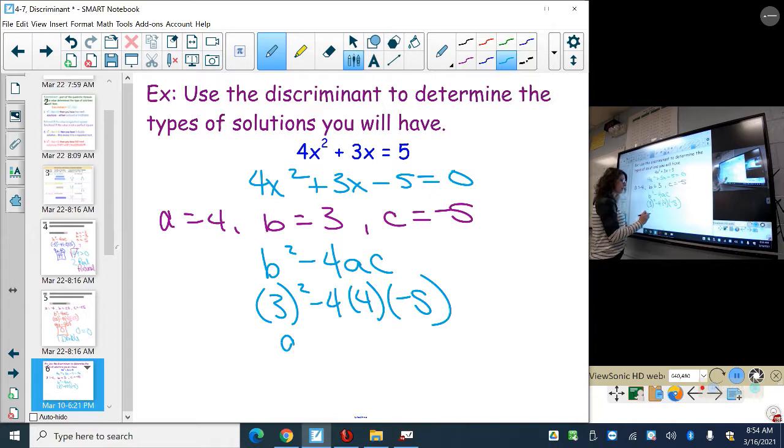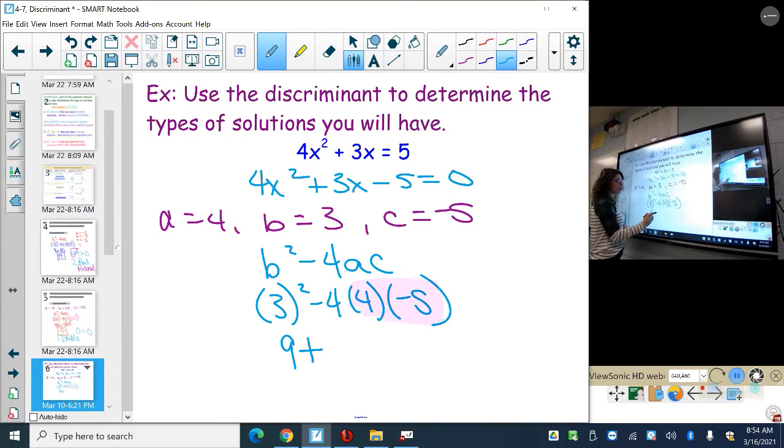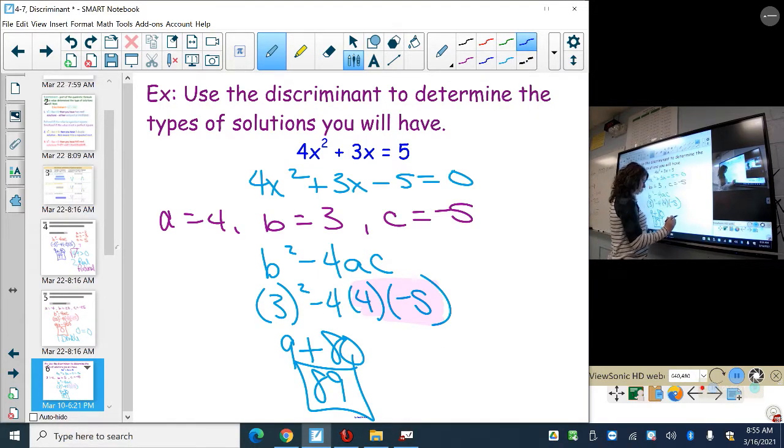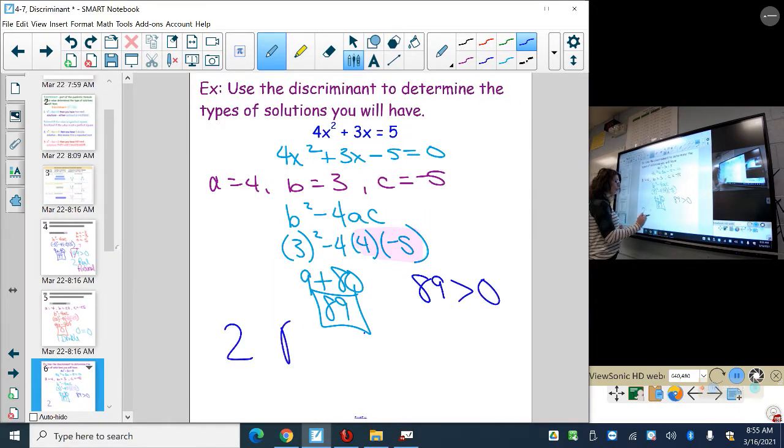3 squared is 9. 2 negatives makes a positive. 5 times 4, I'm going to do that first. Oops, did not mean to erase. 5 times 4 is going to give me 20, times 4 gives me 80. So this gives me 89. That is your discriminant. Now we are going to take 89 and compare it to 0. Is it less than, greater than, or equal to? 89 is greater than 0, which means I am going to have two real roots.